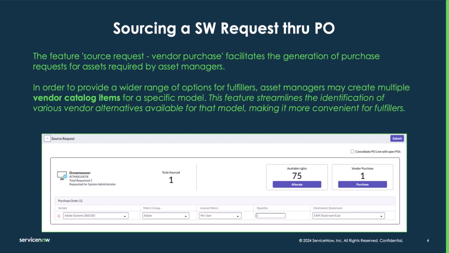Asset management can be made easier by the ability to quickly generate a PO for required assets. Asset managers can also set up vendor catalog items for specific models, which can include multiple items. By doing so, fulfillers can choose from a list of options for procurement. It is important to note that vendor catalog items are model specific. This feature provides flexibility and allows for an expedited procurement process for necessary assets.